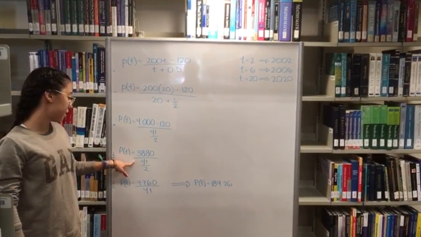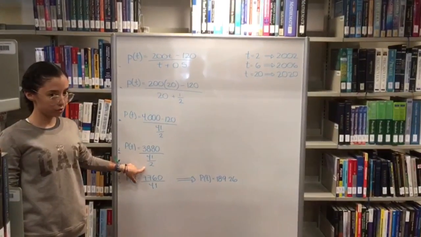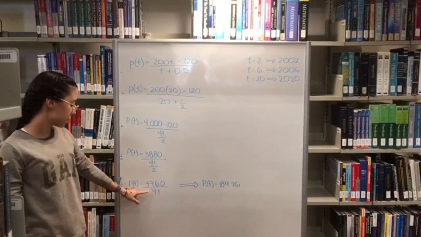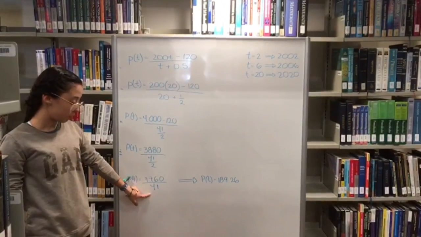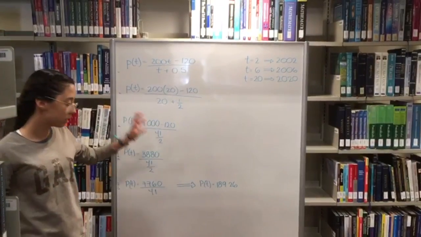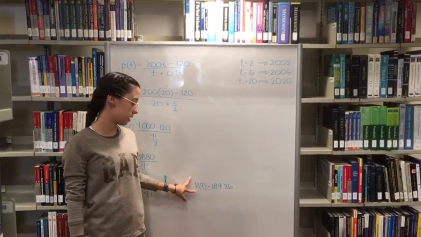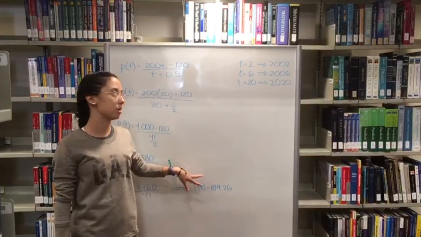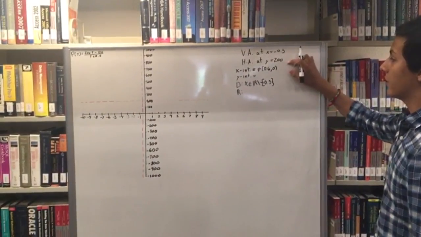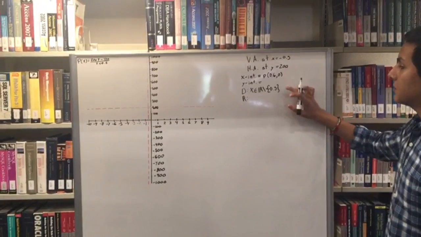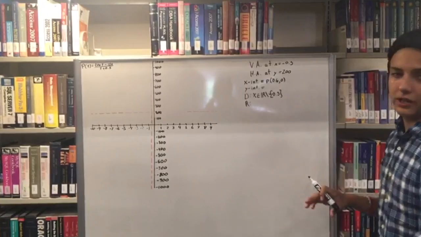Then we have 3,880 over 41 over 2. Here we have 7,760 over 41, and the result is 189.26, and this is the population in year 2020. So as we see, we already have the vertical asymptote, the horizontal asymptote, the x-intercept, and the domain. We only need the y-intercept, the range, and the end behavior.